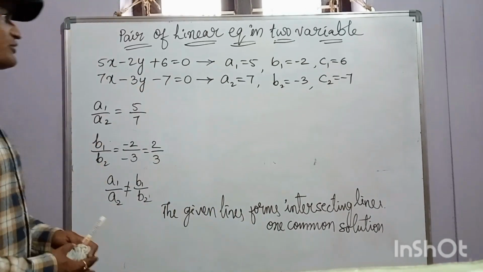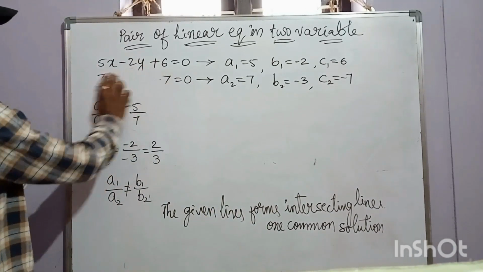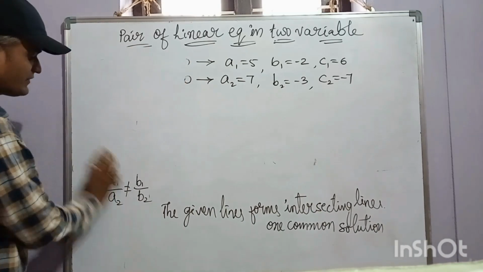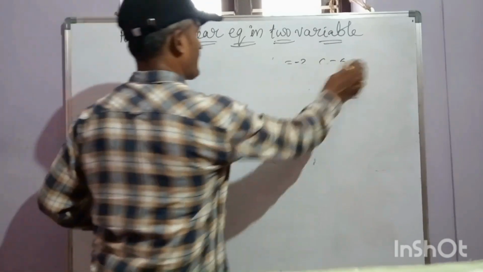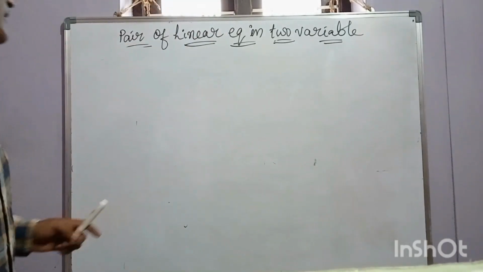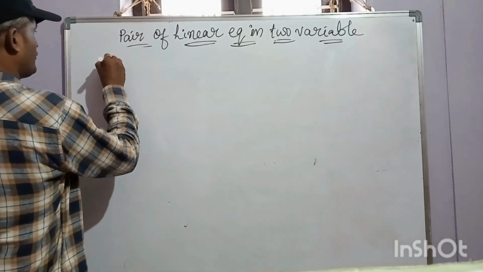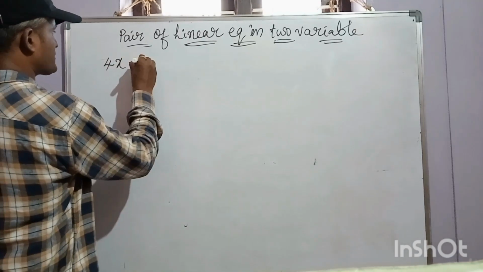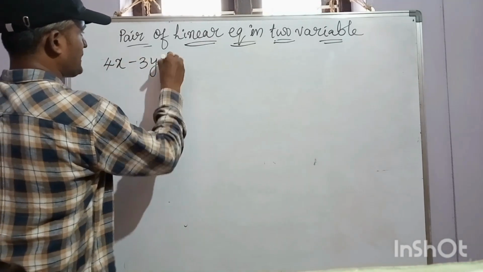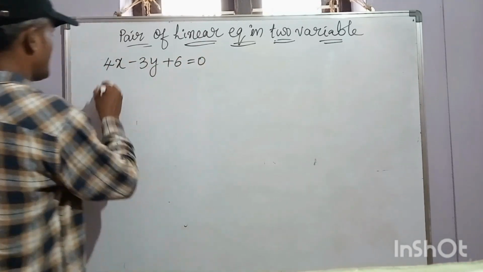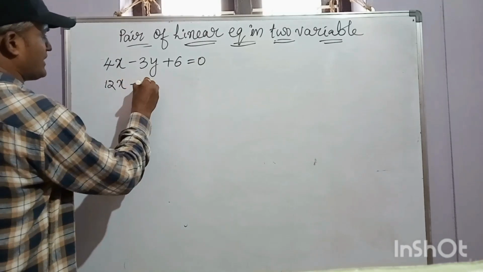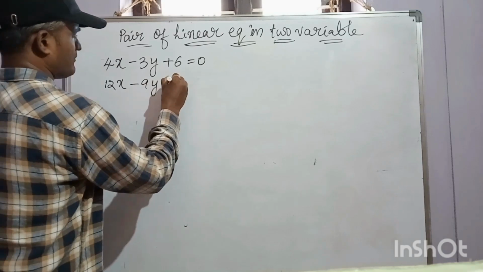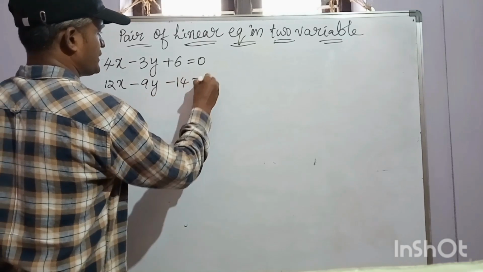I will show you two more examples, one with parallel lines and one with coincident lines. You can see now here: 4x minus 3y plus 6 is equal to 0, and 12x minus 9y minus 14 is equal to 0.